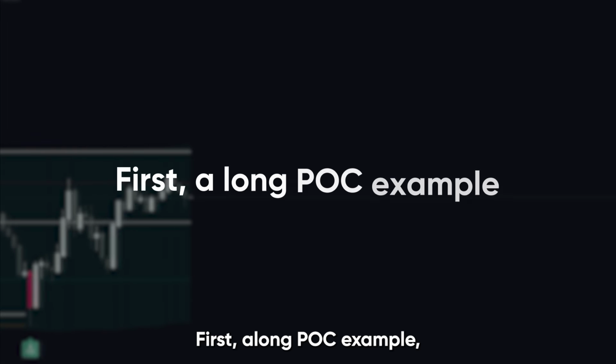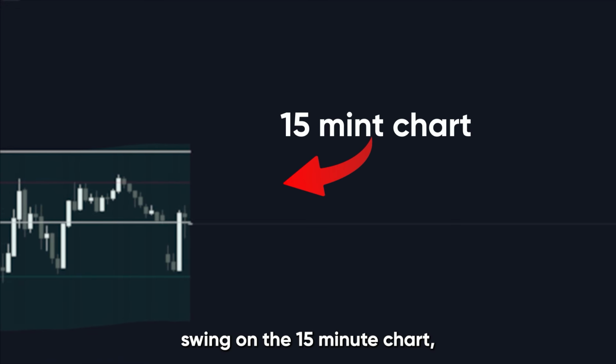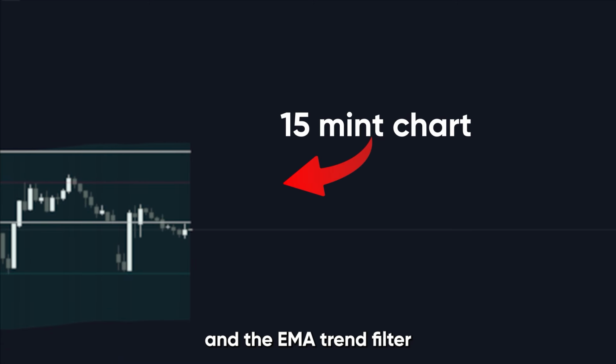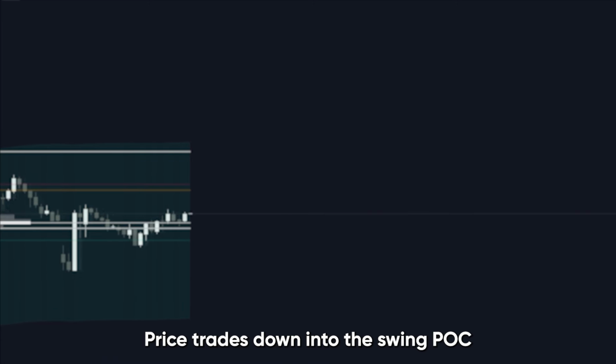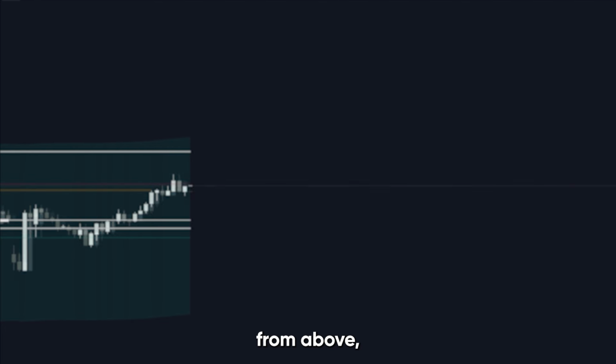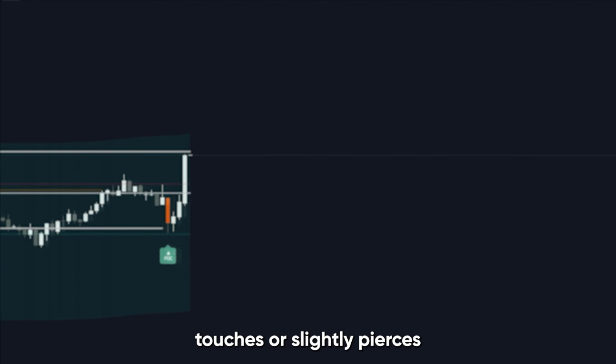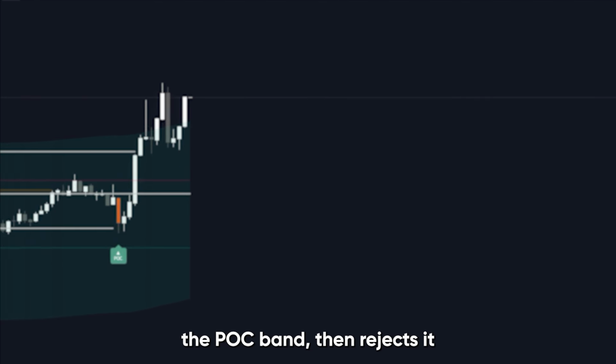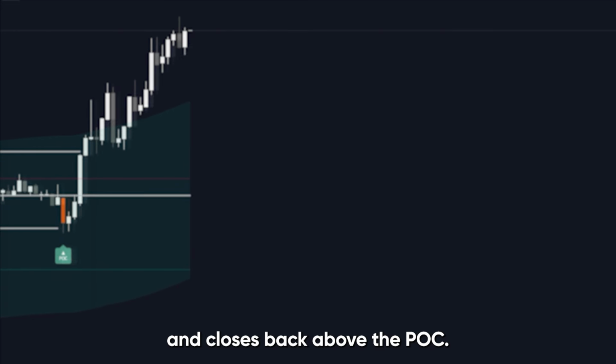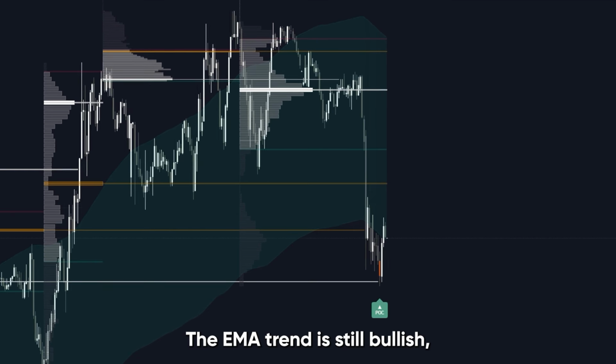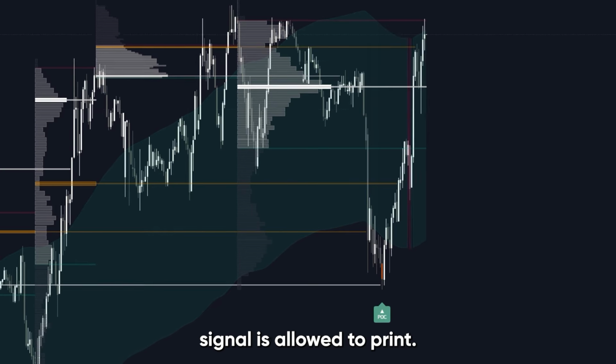First, a long POC example. We are in a bullish swing on the 15-minute chart, and the EMA trend filter shows a clear bullish context. Price trades down into the swing POC from above. A candle prints where the lower wick touches or slightly pierces the POC band, then rejects it and closes back above the POC. The EMA trend is still bullish, so the long-side POC signal is allowed to print.